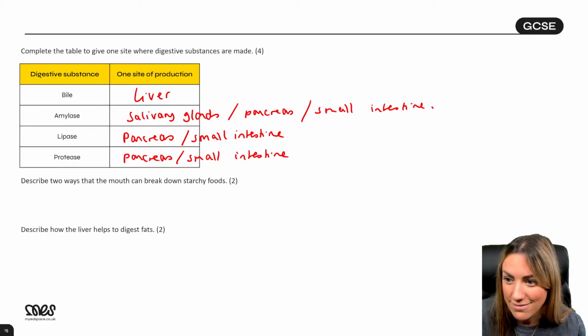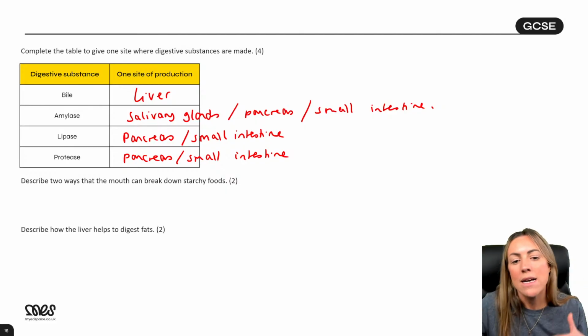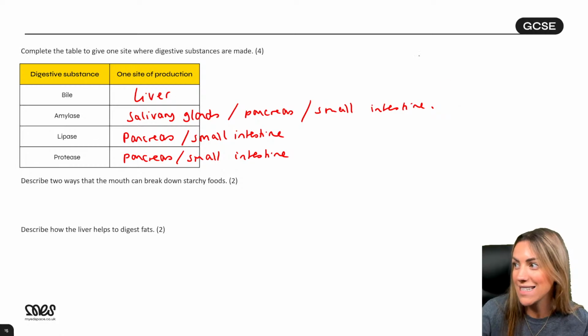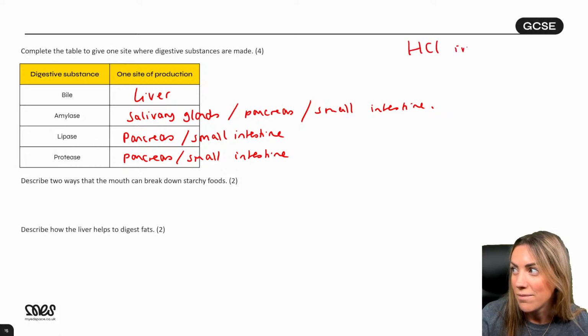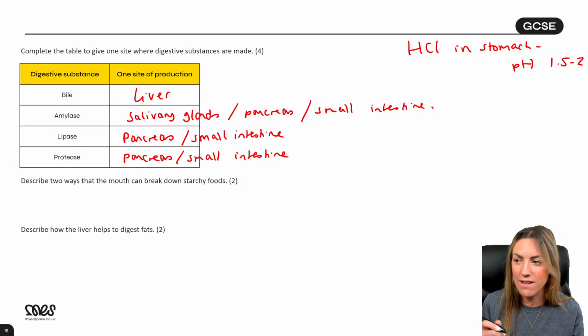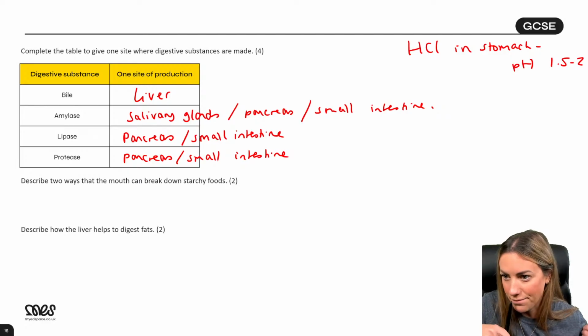Yeah, for sure, because the pancreas and small intestine produce all three. So that's easy to remember. But the stomach is just protease. And remember, the stomach has hydrochloric acid, which gives the stomach about a pH of 1.5 to 2. It's very, very acidic. And then the salivary glands produce amylase.